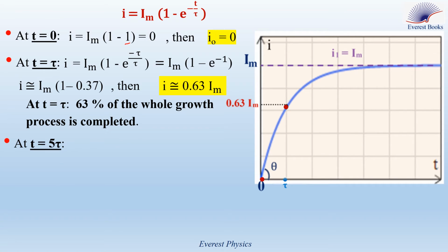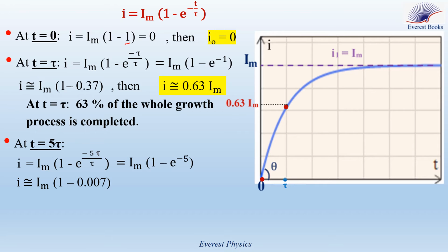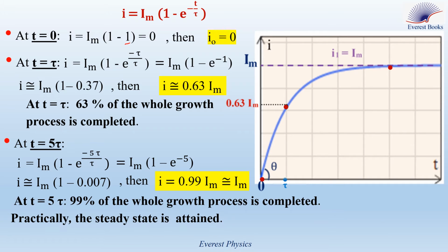Now at t equal 5 tau. Similarly, replace t by 5 tau in the expression of the current i. We get i at t equal 5 tau is equal to Im into 1 minus e to the power minus 5. But e to the power minus 5 is approximately equal to 0.007. This is going to be i equal 0.99 Im, which is approximately equal to Im. So we can write at t equal 5 tau, 99% of the whole growth process is completed. Practically, the steady state is attained.